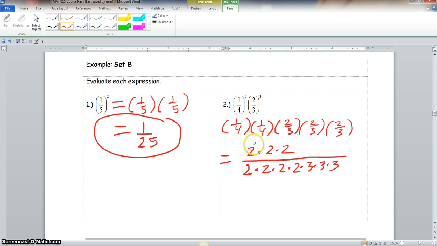Now we simplify out what they have in common. They have 3 sets of 2's in common. So your numerator would be 1. And your denominator would be 2 times 3 is 6, times 3 is 18, times 3 is 54. So your final answer here is 1 over 54.